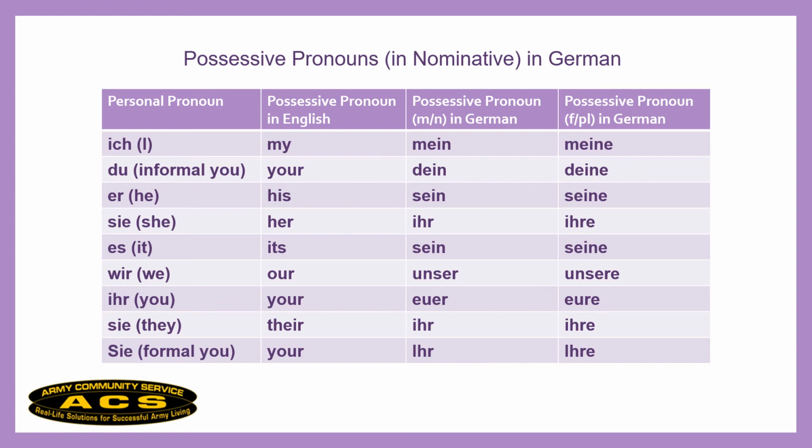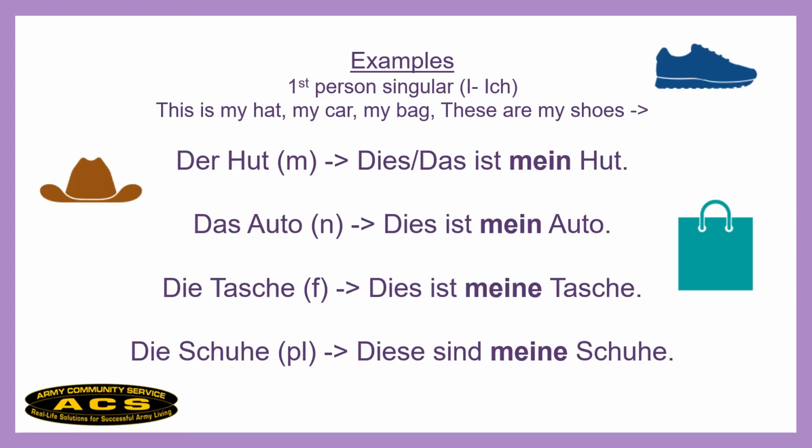So it's really important that you not only learn the versions of those possessive pronouns, but also the grammatical gender of each noun. Let's look at an example. The first person singular I in German ich indicates that something belongs to me. So I could say in English, this is my hat, my car, my bag, these are my shoes. I always use the same possessive pronoun, my. In German, you have two forms for that.